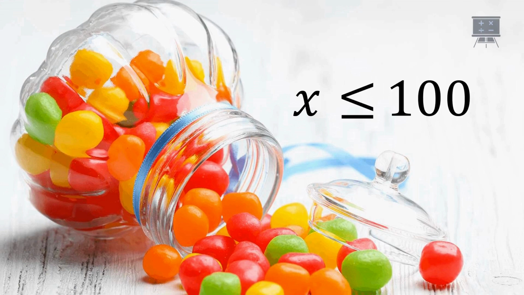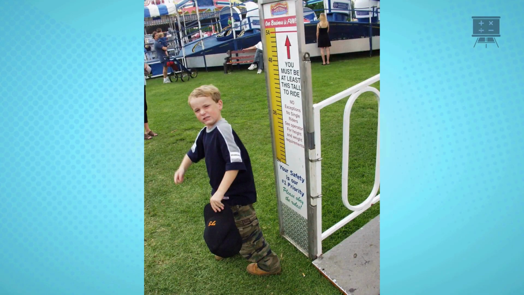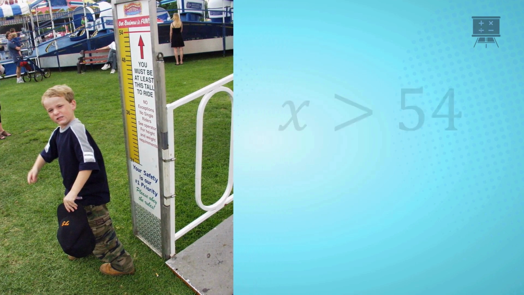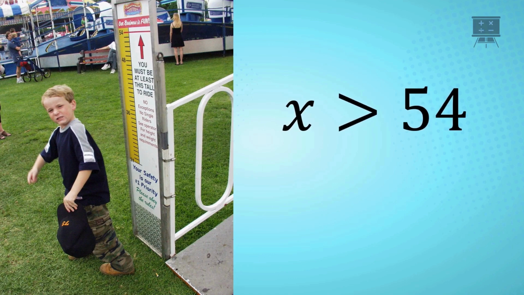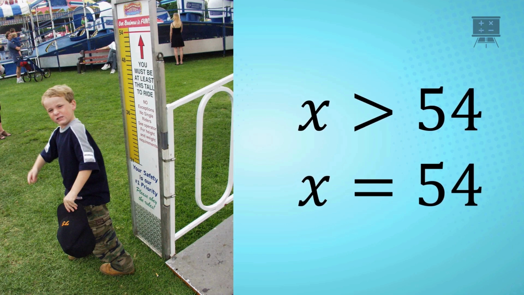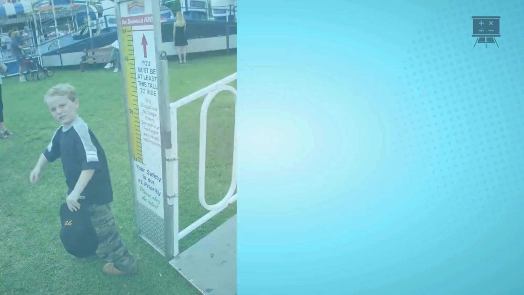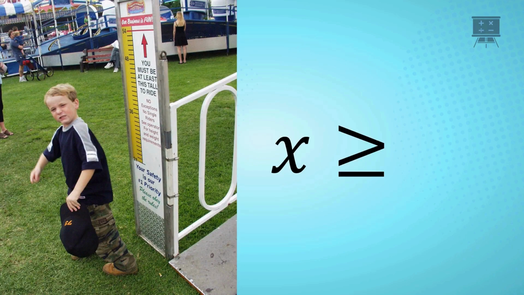Let's examine another real-life situation. A sign in a carnival says that a person must be at least 54 inches to ride a roller coaster. That means that a person's height should be greater than 54 or equal to 54 inches to ride the roller coaster. Likewise, we form the greater than or equal to symbol by adding an extra line below the greater than symbol. The height of the person must be greater than or equal to 54 to ride the roller coaster.